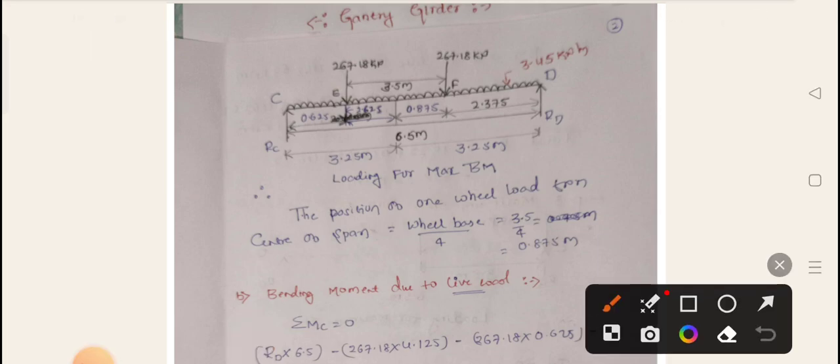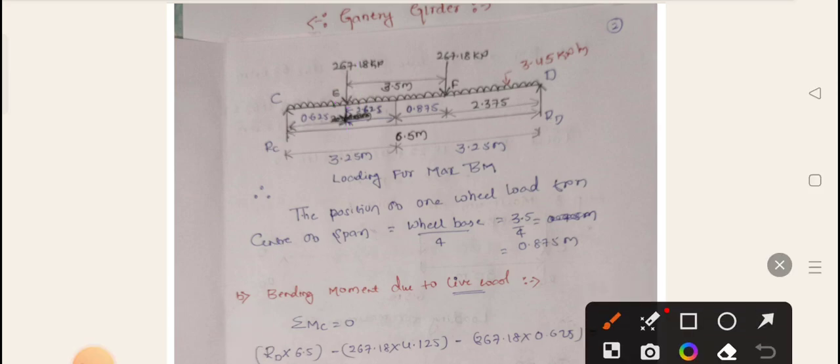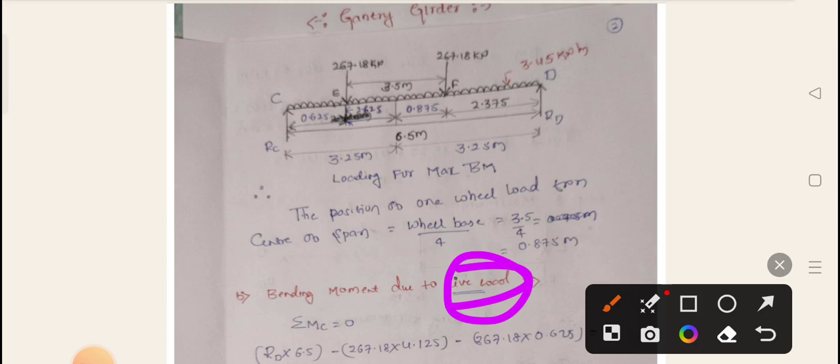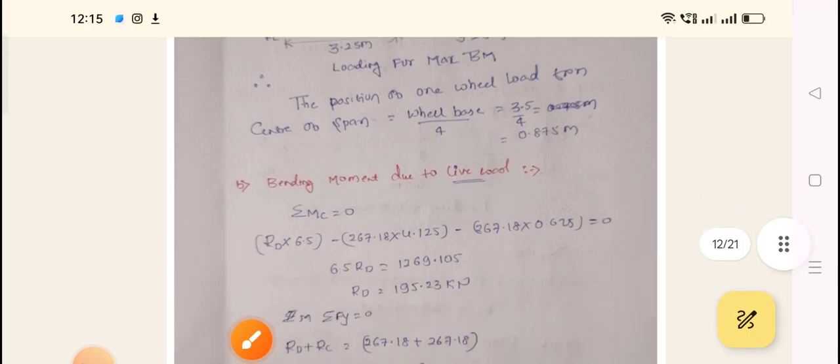Next, again I will take this 267.18 into 0.625. Here I am considering only live load. I am not considering this 3.45, because 3.45 is the self weight of the rail. So here I have written that I consider only live load.